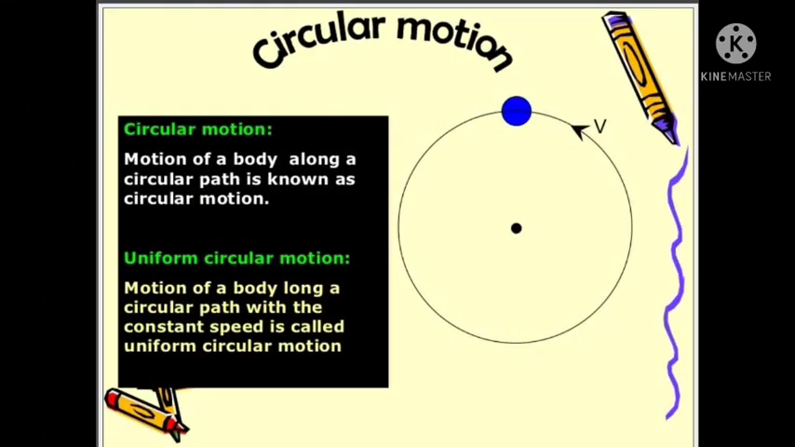Now, the interesting motion, that is circular motion. We all know that the earth is in circular motion. What is the meaning of circular motion? The definition for circular motion is: motion of a body along a circular path is known as circular motion. Uniform circular motion: motion of a body along a circular path with constant speed is called uniform circular motion.